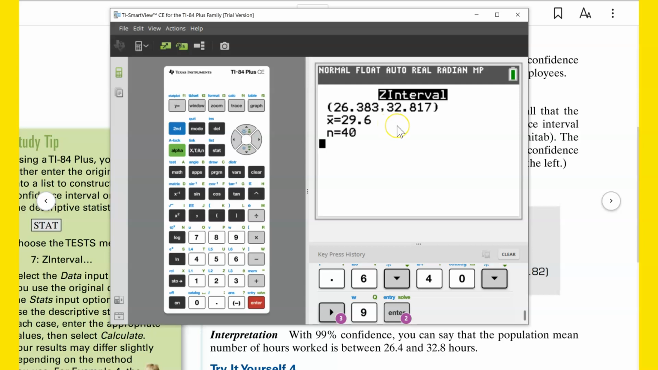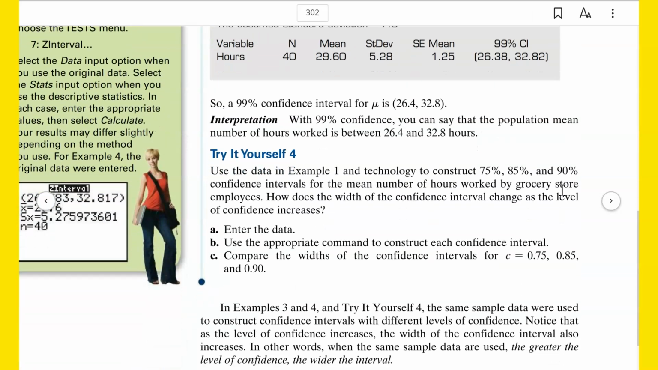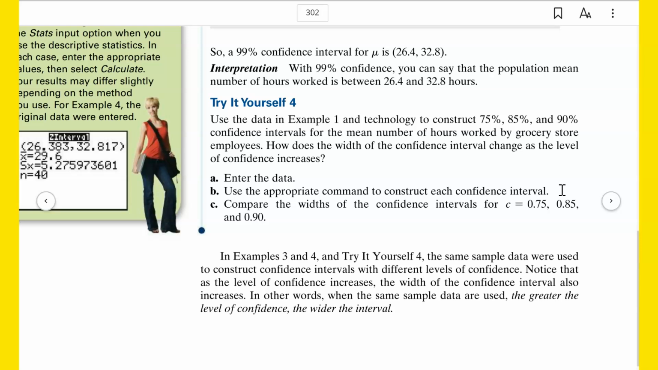Or you could even do it a third way. You could say 32.817 minus 26.383, and then take that result and divide it by 2, and that would also give you the same margin of error. So that's another way to find the margin of error, besides that formula that I showed you how to do earlier in the video. Whatever you feel more comfortable doing, go for it, as far as I'm concerned, in finding the margin of error and finding the confidence interval.